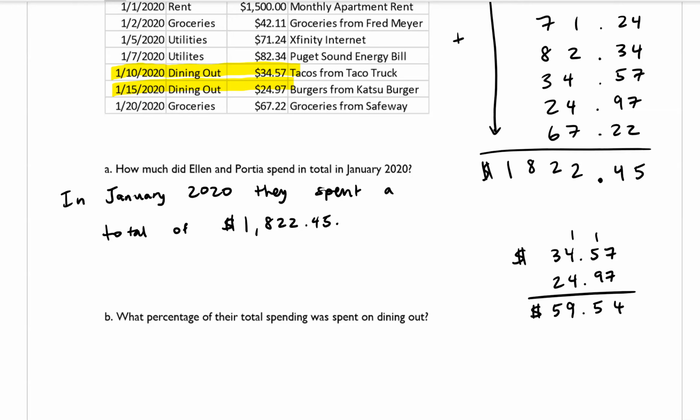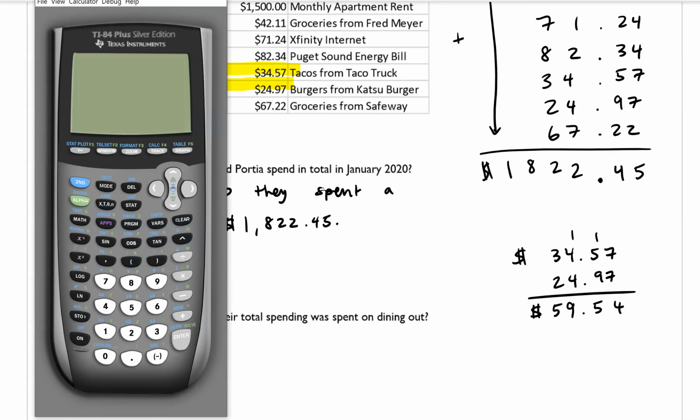but we want to think about that as a percentage of their total spending. So what we want to do is we want to divide 59.54 and divide that by their total spending, which was $1,822.45. So let's go ahead and plug that into a calculator. So we have 59.54 divided by $1,822.45, and that gives us 0.0327. I'm going to round it to 4 decimal places, and then if we move the decimal place over to values, it would be 3.27.